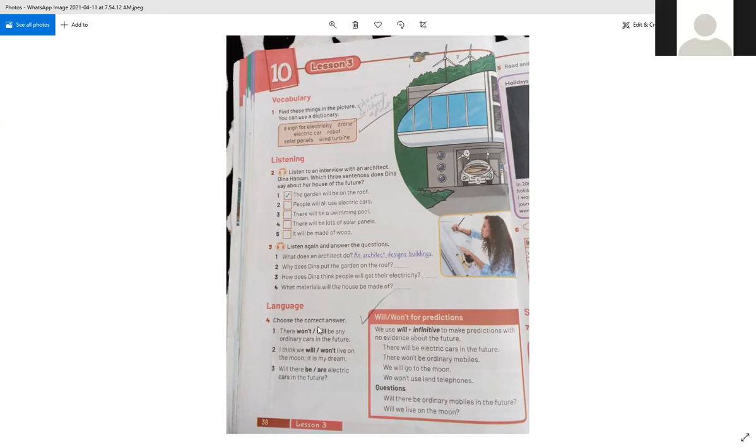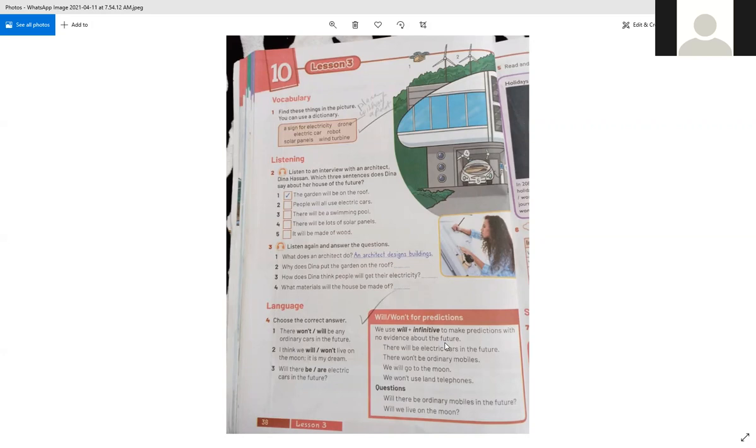Okay, now let's look at the grammar lesson here. Look at this box. Will or won't for predictions. We use will plus infinitive to make predictions with no evidence about the future. What is the meaning of prediction without evidence? For example, when I say, I think in the future people will live on the moon, we don't have evidence. We don't have a proof for this.